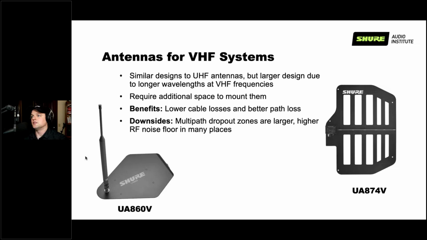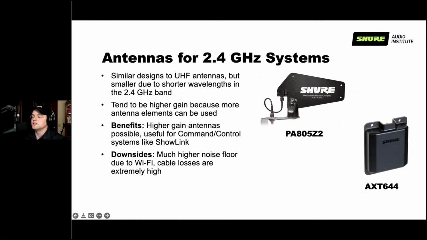There's the lower cable losses and better path loss. The dropout zones are larger for VHF, but there's a higher RF noise floor in many places. So obviously if you have a VHF system, you're going to select VHF antennas. But I guess this would come down to make sure VHF wireless system is the way you want to go in this case. So those are VHF. That is a quarter wave mounted to a ground plane, so we can remote mount the UA860V, and that is a log periodic dipole array for the UA874. It's just massive because it has to be, because the antenna is proportional to the wavelength of the frequency we're transmitting or receiving on.